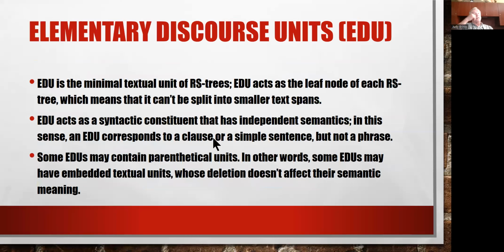If we go on, the first place to begin in making a rhetorical structure analysis is to separate or divide the text into elementary discourse units, EDUs. The EDU is the minimal textual unit of the RS tree, the rhetorical structure trees that we'll see constructed. The EDU acts as the leaf node of each RS tree, which means that it can't be split into smaller text units. So the smallest text unit is this elementary discourse unit.